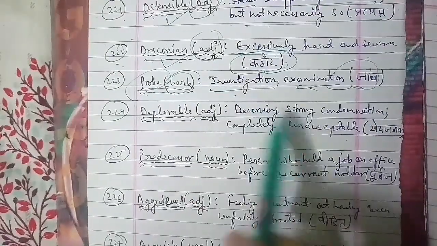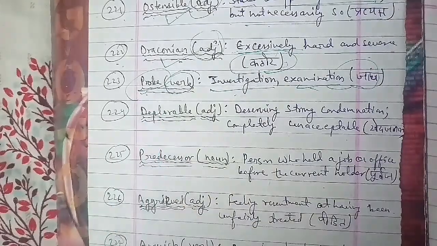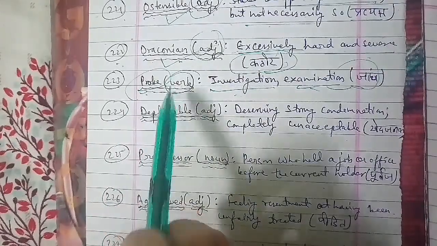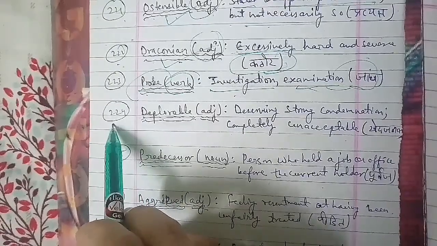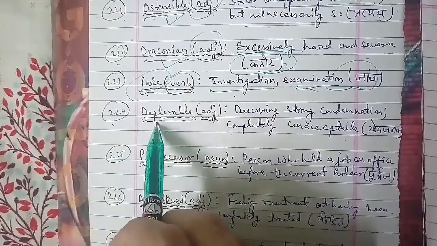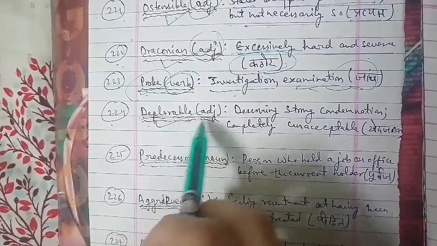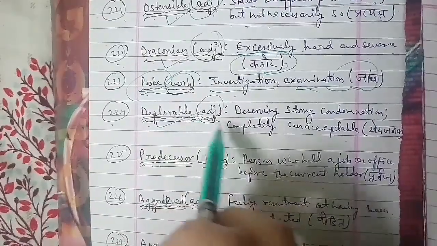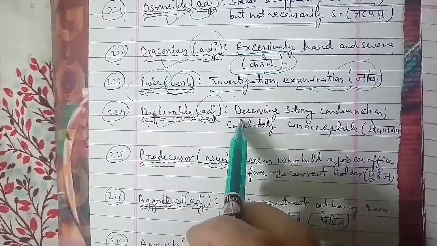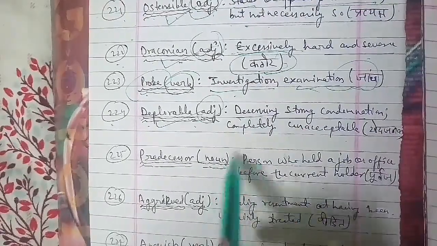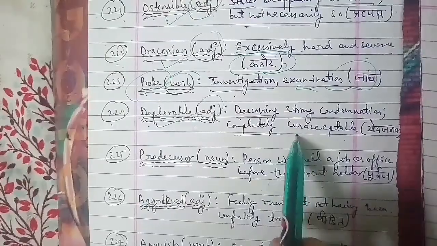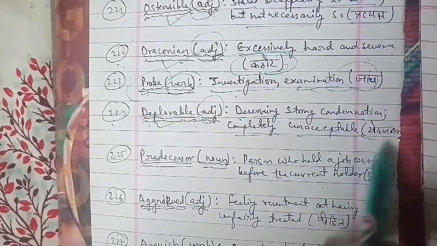Next word that we have is 224, that is deplorable. Deplorable is a word that is used as an adjective there, and the meaning of deplorable is deserving strong condemnation, completely unacceptable. जिसे हम कहते हैं खोज देना, या फिर ये कहते हैं खोद देना. Okay, for that we are using the word deplorable there.